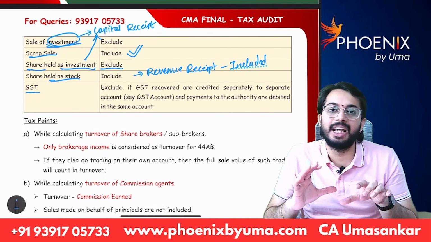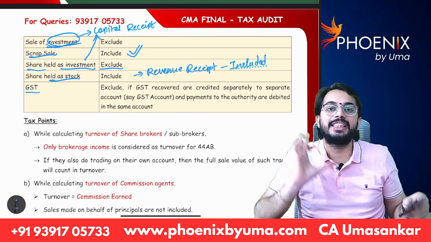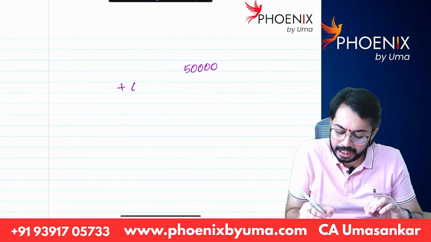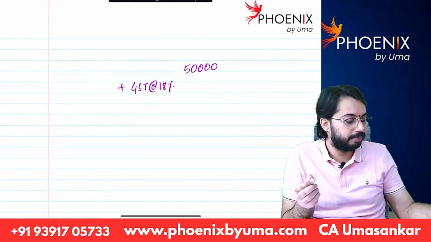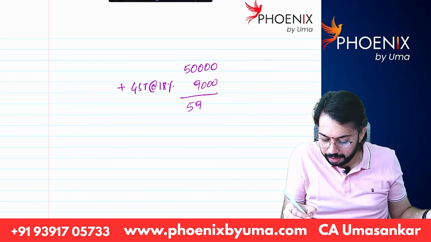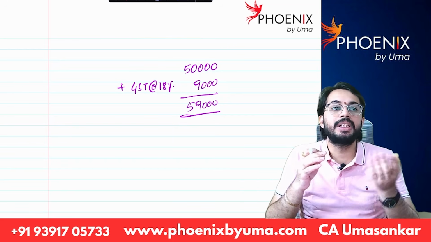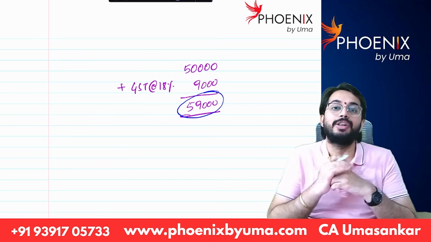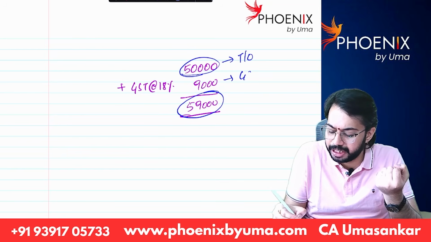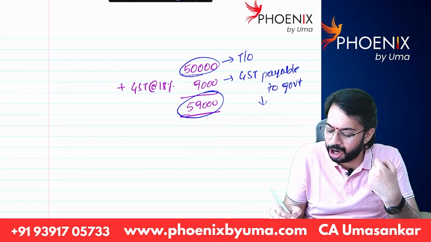GST. See, whatever GST amount is there, that is not our sales. Let's say I sold one mobile. Rate of GST is 18%. Let's say cost is 50,000. On this, GST at the rate of 18% is 9,000, so 59,000. Now, how much will the customer give me? Customer will give me 59,000. Even though the customer gives 59,000 to me, 50,000 is my turnover, 9,000 is GST payable to government. Correct? Whatever GST is payable to government is not turnover.